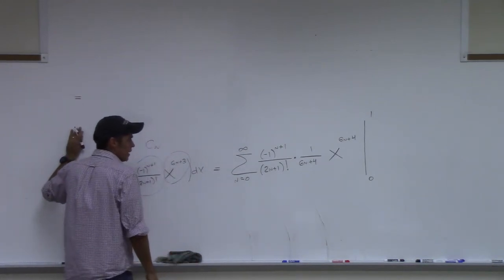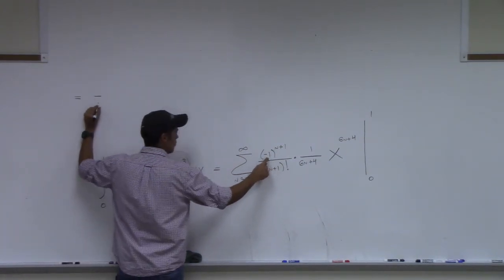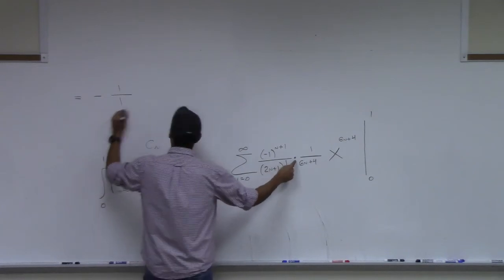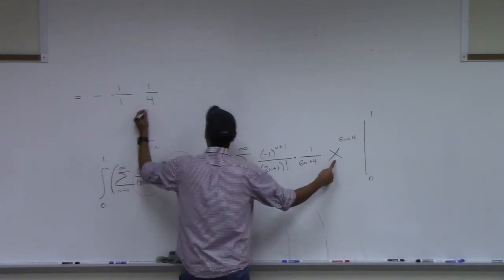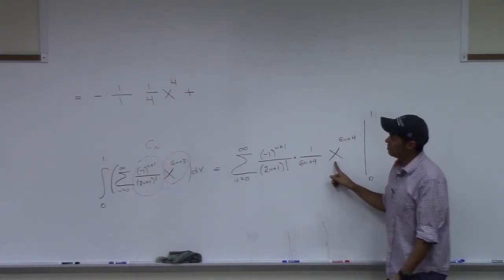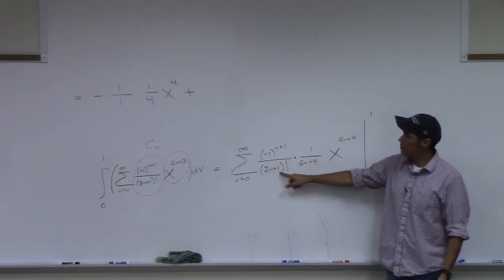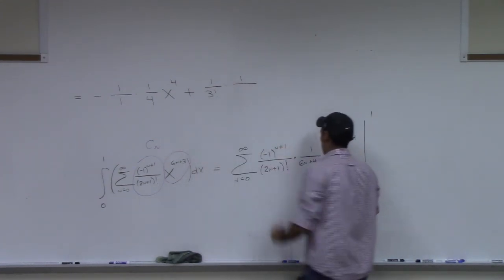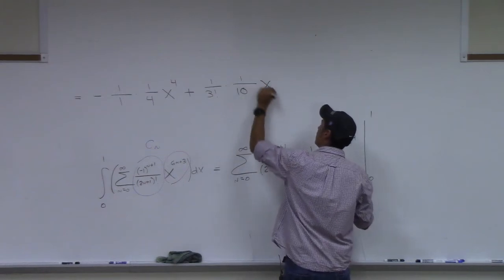If n is 0, where are we? Negative 1 over, n is 0, 1 factorial times 1/4, x to the what? 4. Okay. Plus, what would be the next part of this series? If n is 1. We get a plus here. We get 3 factorial. And then times 1 over, what, 10? X to the 10th.